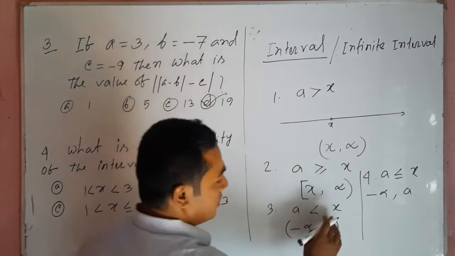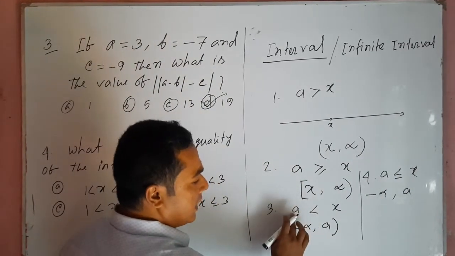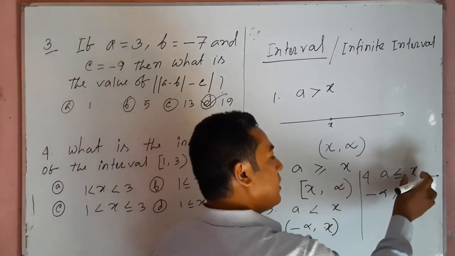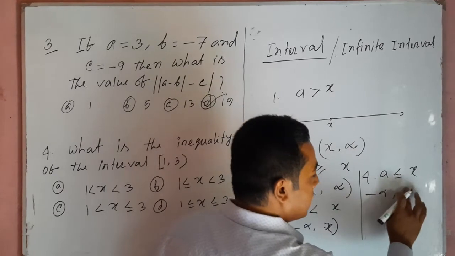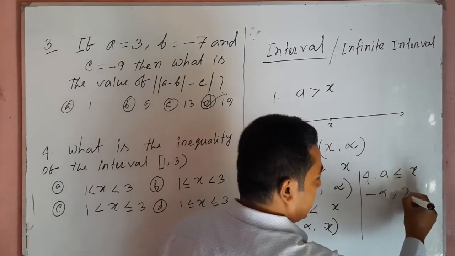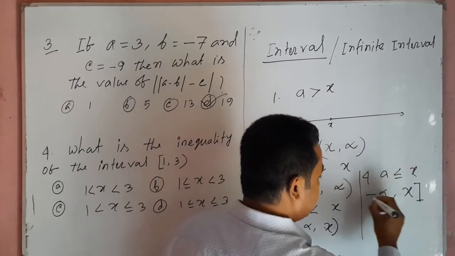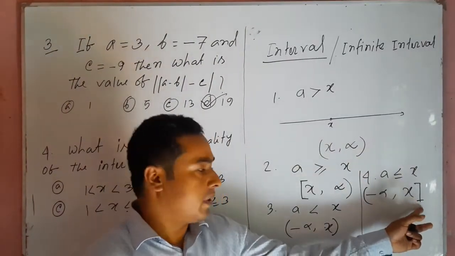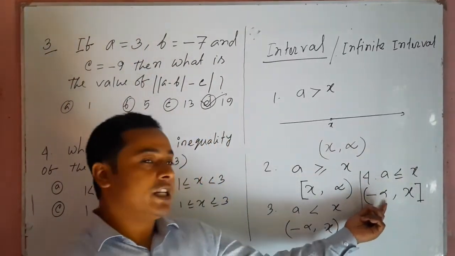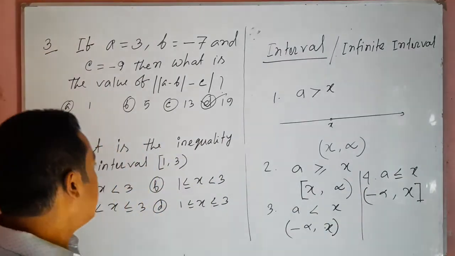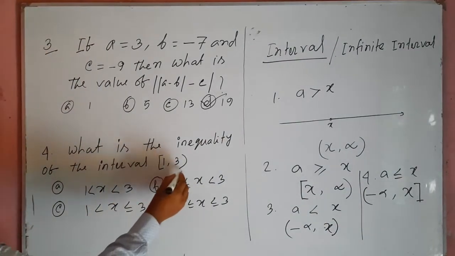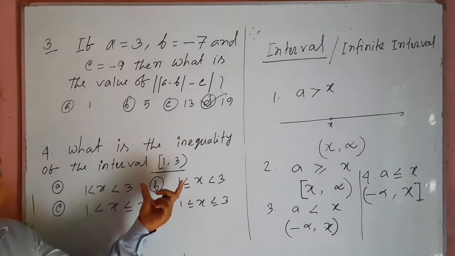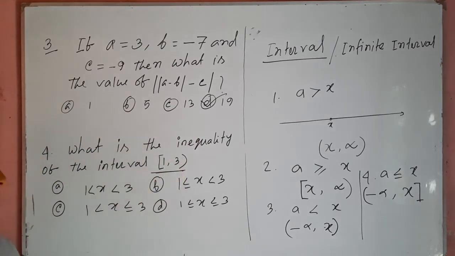Minus infinity, so a, consider a is a number, so this is x. Consider a is a number, a is greater than x, so this is a number x. This is a closed interval, because this is equal and included. That's why this is closed and infinity is always open. Now how can we write this? You already know how we can write it.